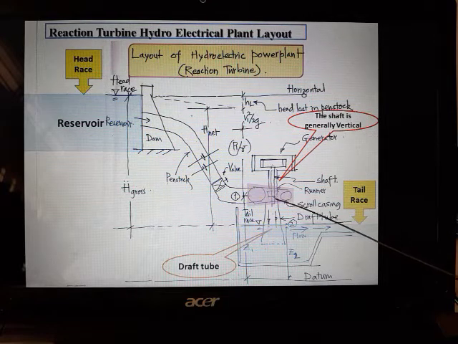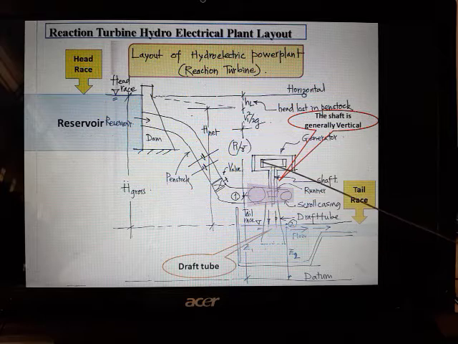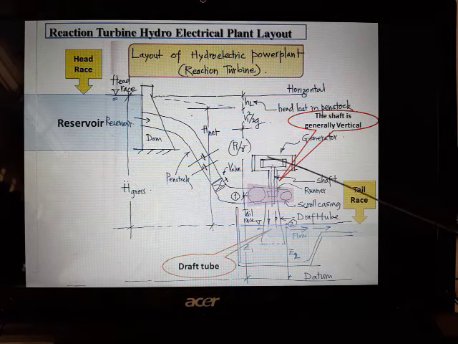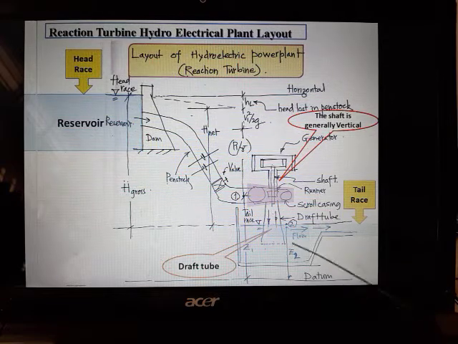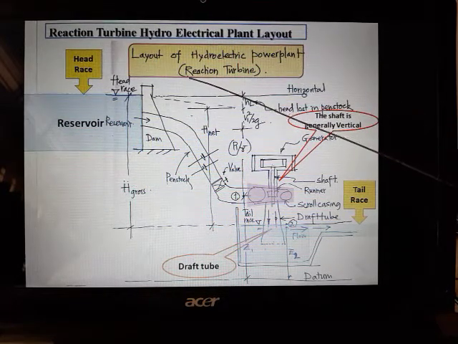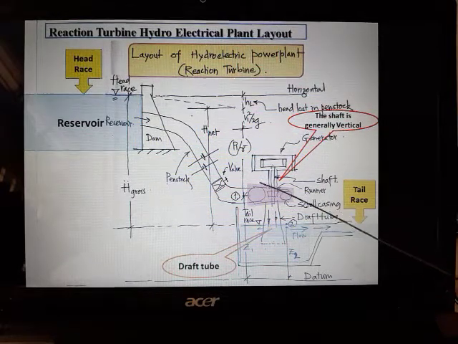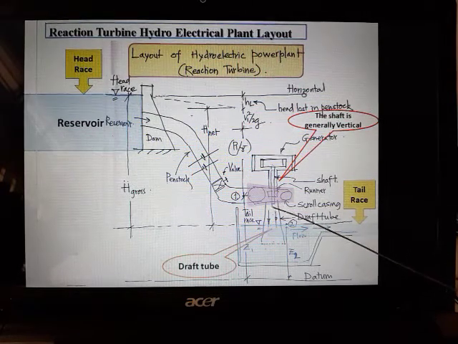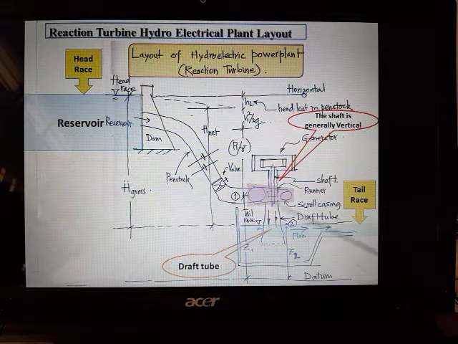Once the turbine rotates, it rotates the shaft, which rotates the rotor of the generator, and then electricity is generated. So the characteristic feature of a reaction turbine is this shape of turbine with a draft tube at the bottom and then a vertical shaft connected to the generator.